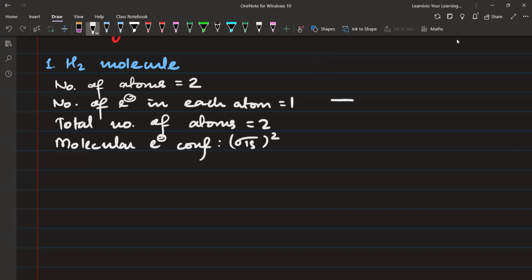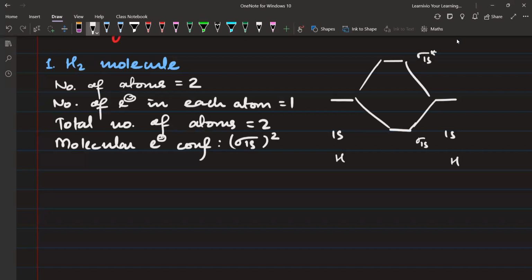So this is the 1s orbital of a hydrogen atom. This is also 1s. You can make boxes, but boxes become very clumsy. So this is a hydrogen atom. This is also a hydrogen atom. This is the 1s, and this is also 1s. When they are going to combine, they will form two molecular orbitals. The two molecular orbitals are going to be sigma 1s and sigma star 1s.